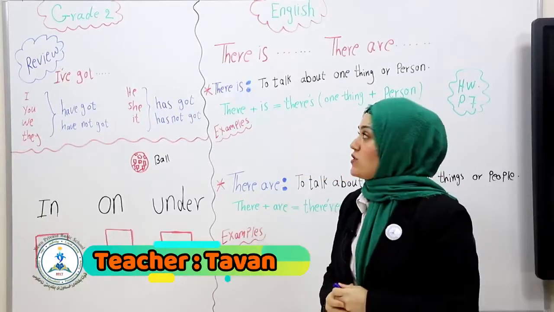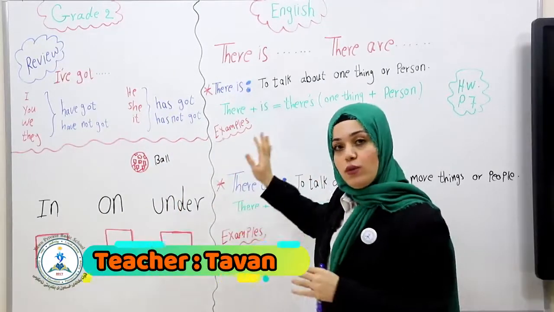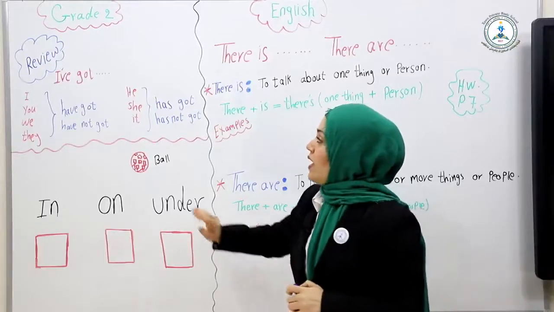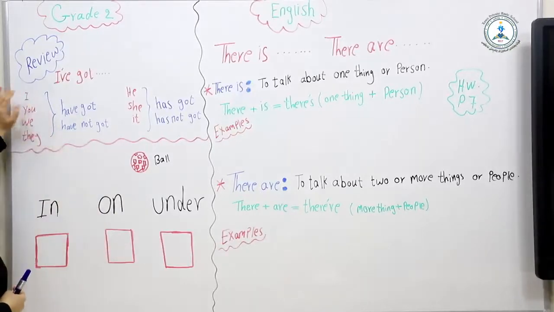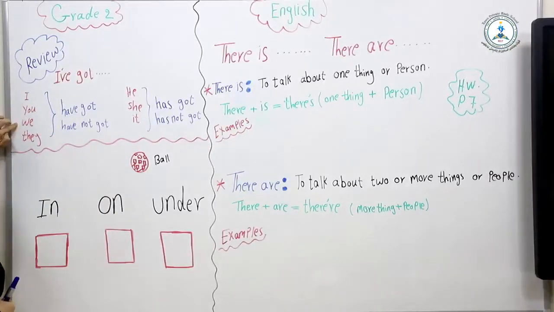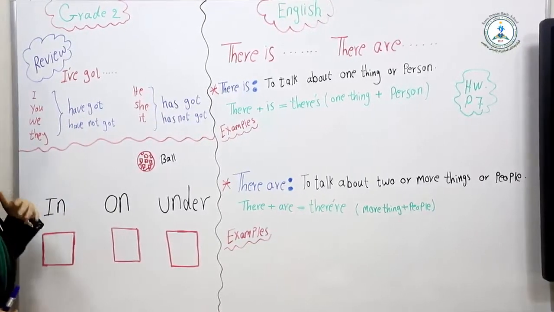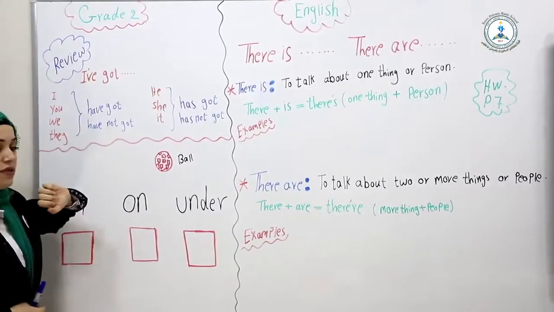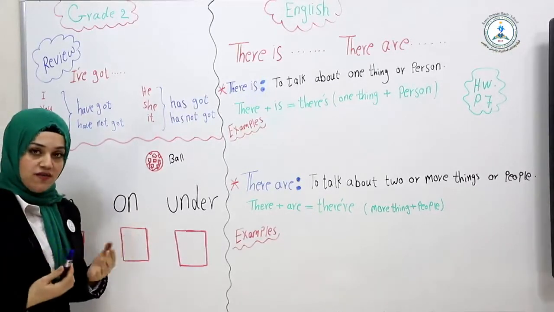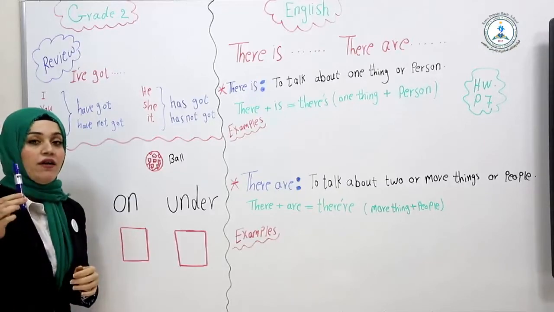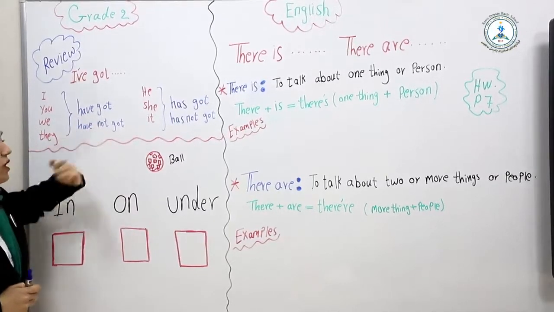In the previous lesson, we talked about I've got. We will talk about it briefly and then go to a new lesson today. I've got means have. We use I, you, we, they with have got. It's for positive sentences. If we make it negative, we say I haven't got. For example, I say I've got a marker. It's a positive sentence. If I make it negative, I say I haven't got a marker. So I, you, we, they: have got, haven't got.